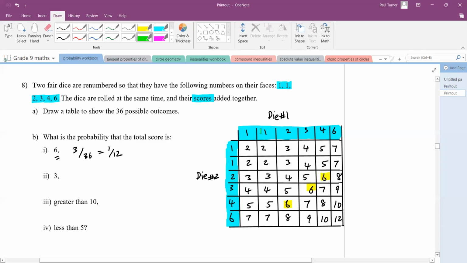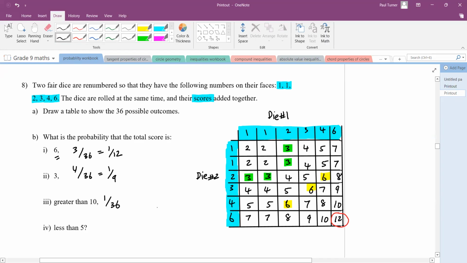Okay, how many 3s? So we've got 1, 2, 3, 4, and that's it. The rest are larger. So we're going to have 4 out of 36, which is 1 out of 9 when you simplify. And the last one, greater than 10. Looking at your table, the only number greater than 10 is down here, 12. There's only one way to get a number greater than 10, and it would be 12. So that's going to be 1 out of 36.